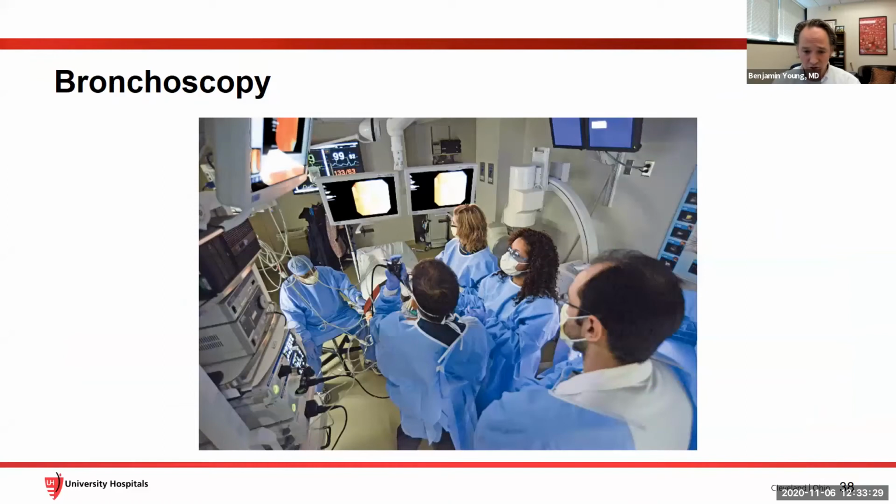This is a slide just showing what a bronchoscopy procedure looks like. Nowadays, it's really a team approach. There's the pulmonologist or thoracic surgeon doing the procedure with several assistants. There's an anesthesiologist who is making sure that the patient is asleep and comfortable and safe throughout the procedure.